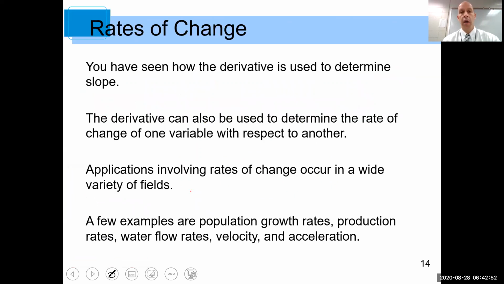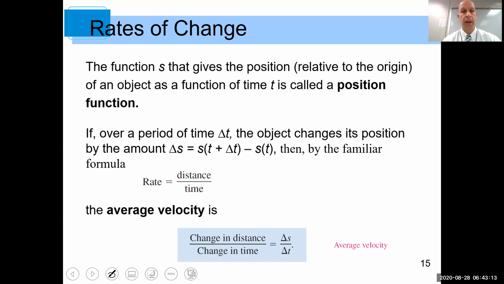Okay, rates of change. You've seen how the derivative is used to determine slope. The derivative can also be used to determine rates of change. Applications of rates of change occur in a lot of different areas. For example, growth rates, production rates, water flow rates, velocities and accelerations, which we'll talk quite a bit about in this class. The function s that gives the position relative to the origin of an object is called the position function. So this is important stuff. You're going to see questions in the future about the position function. If you've taken physics, you're already kind of familiar with this.